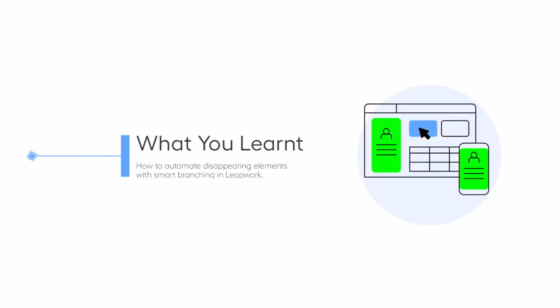What you learned? You learned how to automate disappearing elements in Leapwork using smart branching and the Find Web Element block, keeping your tests stable, visual, and code-free. You now know how to take control of dynamic UIs, whether it's a disappearing button, a blink and miss alert, or content that hides by role. No stress, just smooth automation with Leapwork.